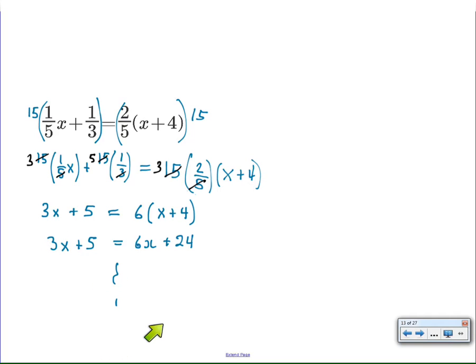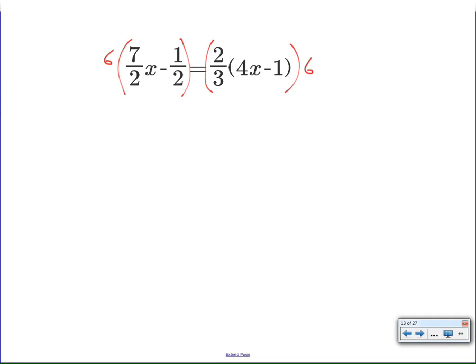I didn't solve the equation, and I didn't go over here and check my work because I was asked to just review the concept of fraction busting, so that's what I did. There is the example. Here's another example.